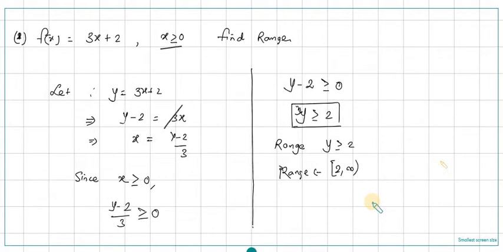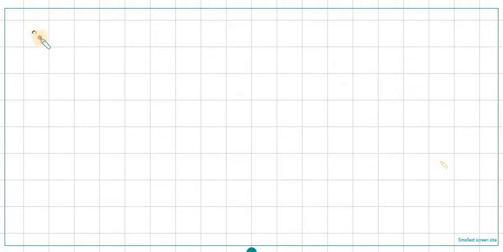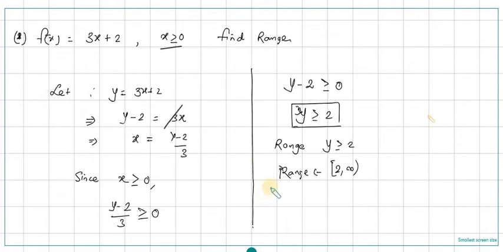Understood? Yes, sir. Okay. Let me go through one second. Go back. All right. Why is this 3x? Put that button off. Yes, sir. Understood?